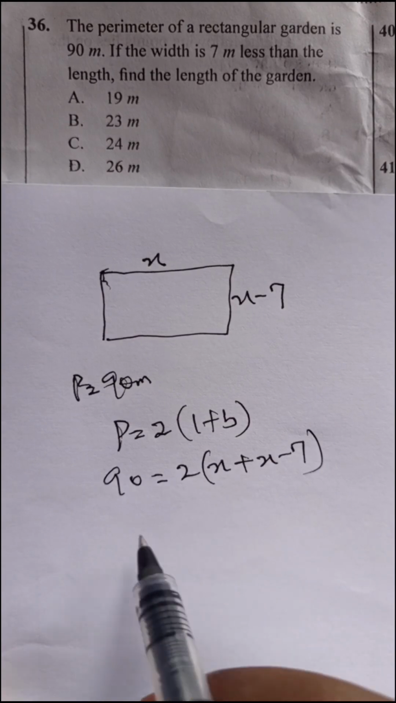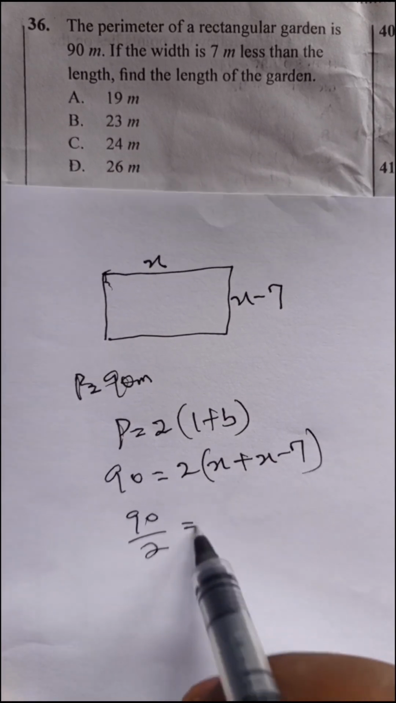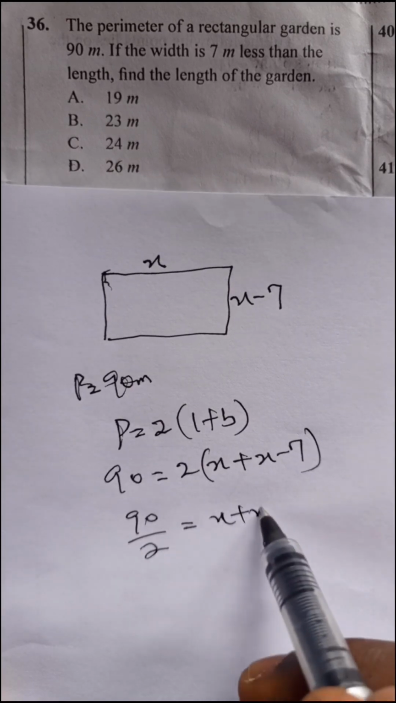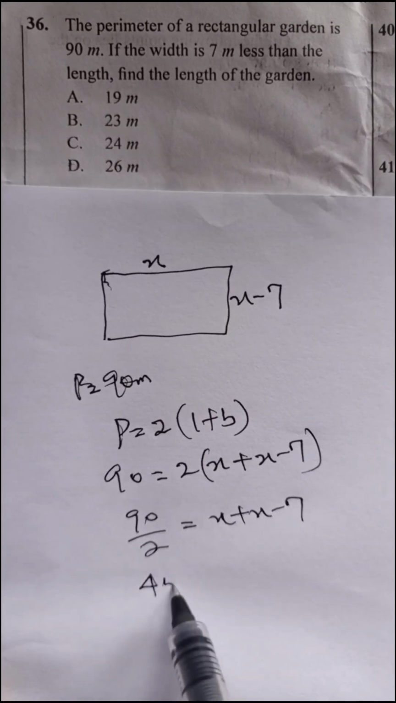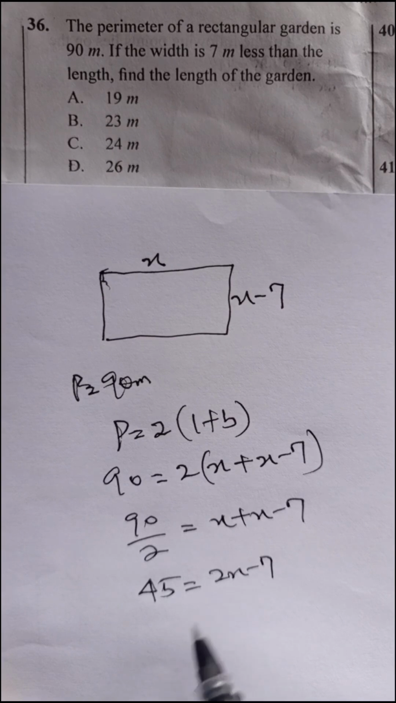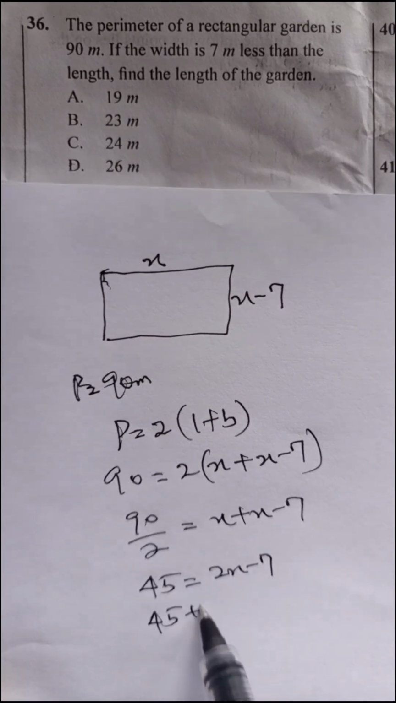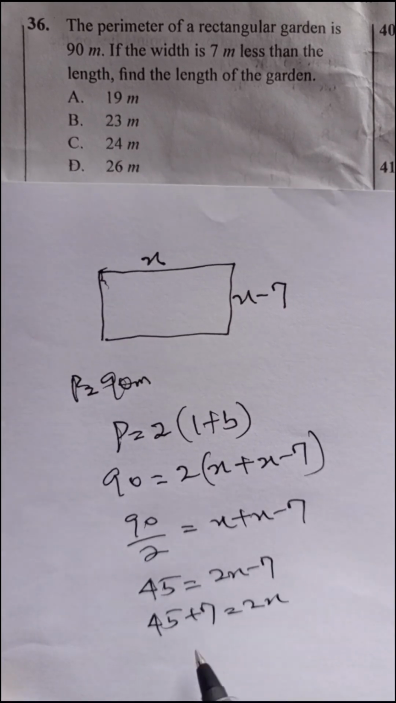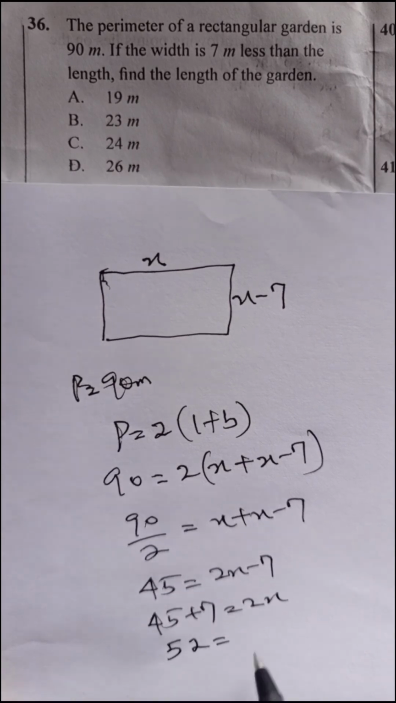Correct. From here, you can divide both sides by 2, so that we're going to have x plus x minus 7 here. So 45 is equal to 2x minus 7. And when you collect like terms, we are going to have 45 plus 7 is equal to 2x. It's going to give us 52 is equal to 2x.